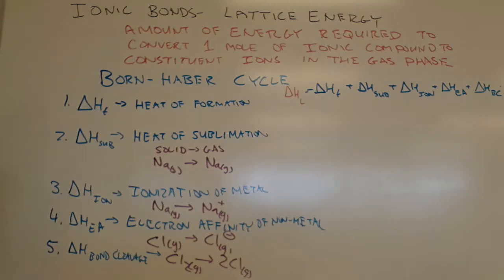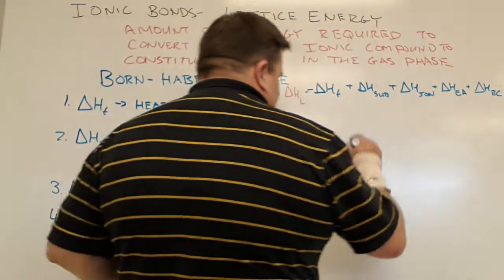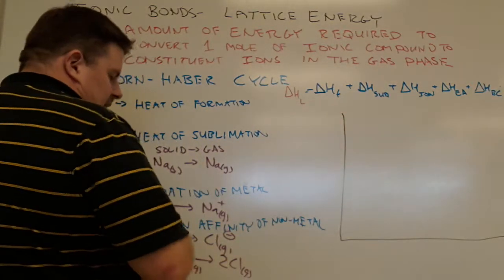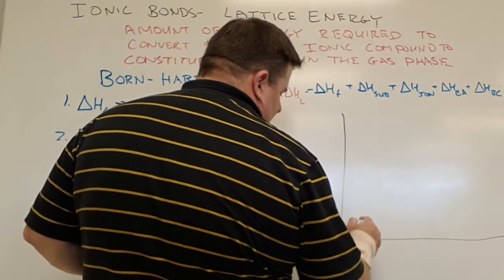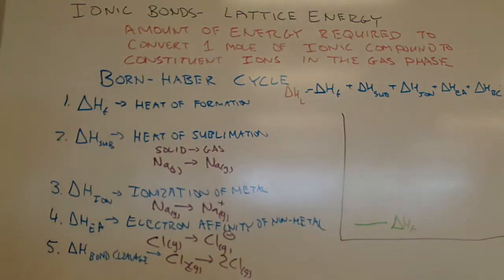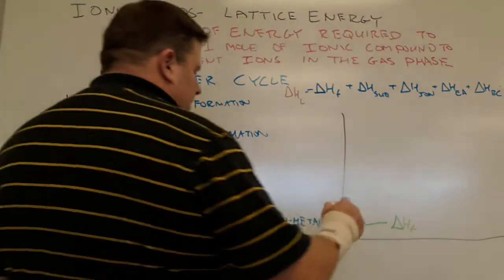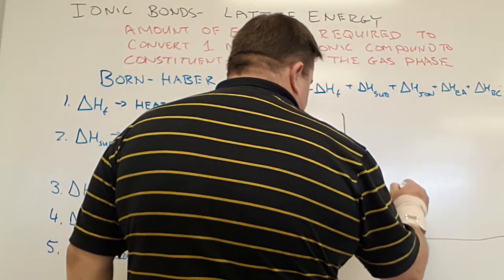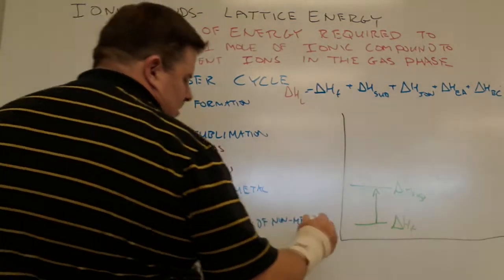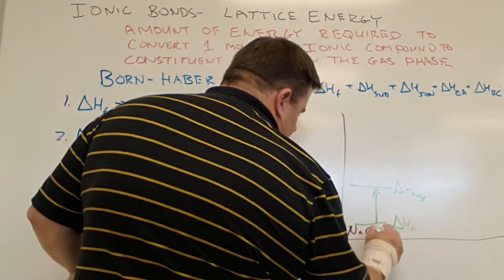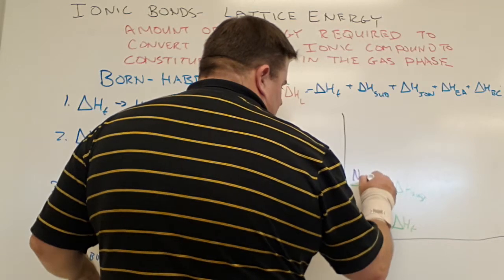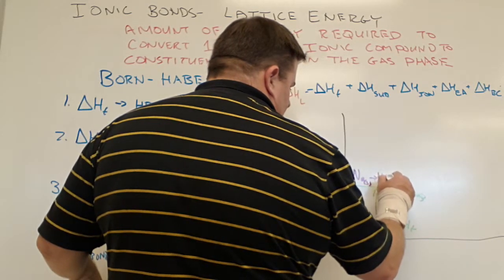If I look at this as a table, in general what I start with is whatever the compound is, and it starts with the delta H of formation, the delta HF. The next step is the delta heat of sublimation, delta H sub. At this point, I'm going to write down what these things are. So this is NaCl solid. When I go to delta H sub, I am changing the solid of sodium to the gas.